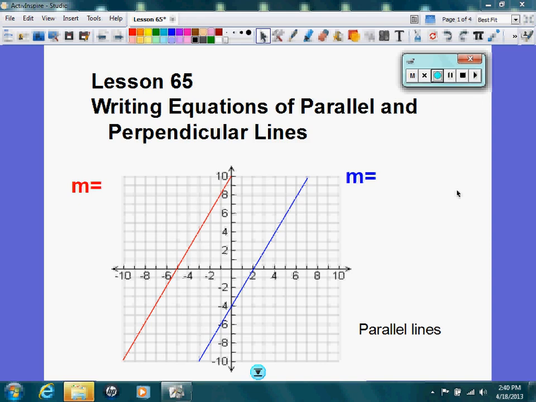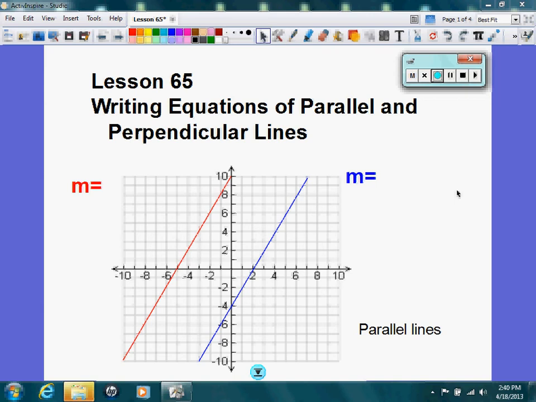Today's lesson is lesson 65, writing equations of parallel and perpendicular lines. Well, what are parallel lines? Parallel lines are lines that never intersect. If we were to draw them, they would never cross, sort of like rails on a railroad, or the lanes on a highway.